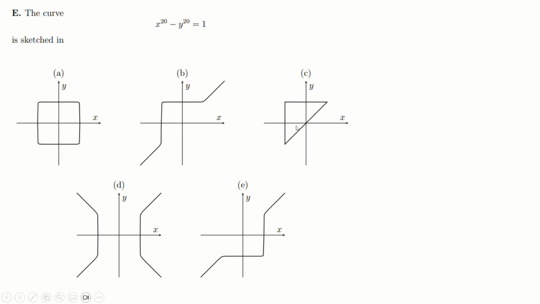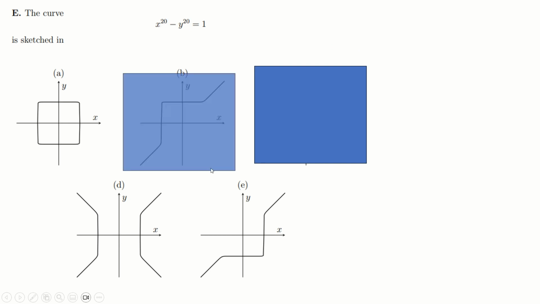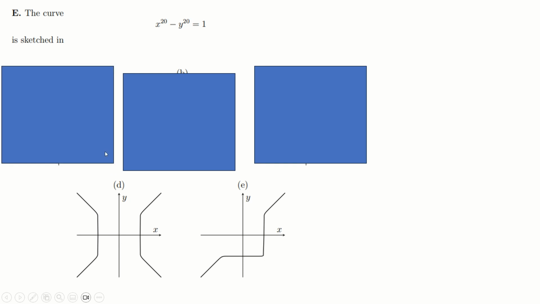Does the graph go through 0, 0? 0 minus 0 is not 1, so no. Does the graph go through 1, 0? Well, 1 minus 0 is 1, so it does go through 1, 0, so no. And okay, that's it. Does it go through 0, 1? Well, 0 minus 1 is not 1, so it does not go through 0, 1, so we'll get rid of this.